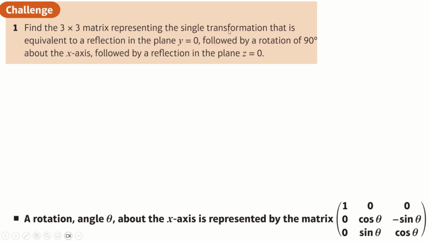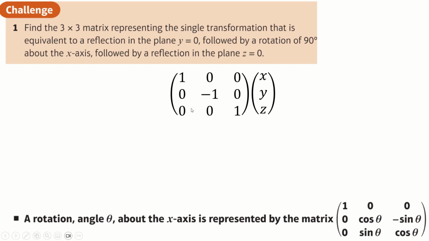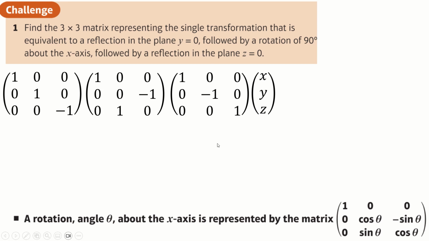Find the 3x3 matrix that does a reflection in y equals 0. So that's first. So that's just going to be this one with a -1 here. Rotation 90 degrees about the x-axis is this here with these 90s. Now cos of 90 is 0, and sine of 90 is 1. So it's going to be 0, 0, -1, 1. So that's there. And then followed by reflection in the plane z equals 0 is this one, but with the minus bit there instead. And now we're just going to multiply out left to right.